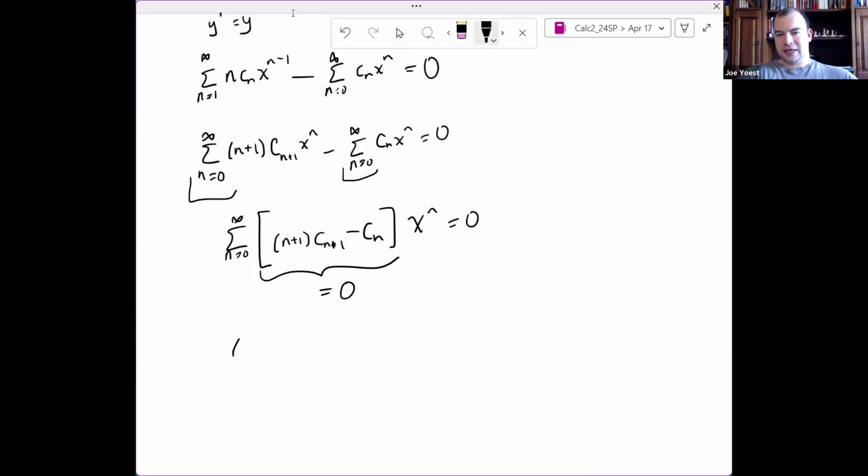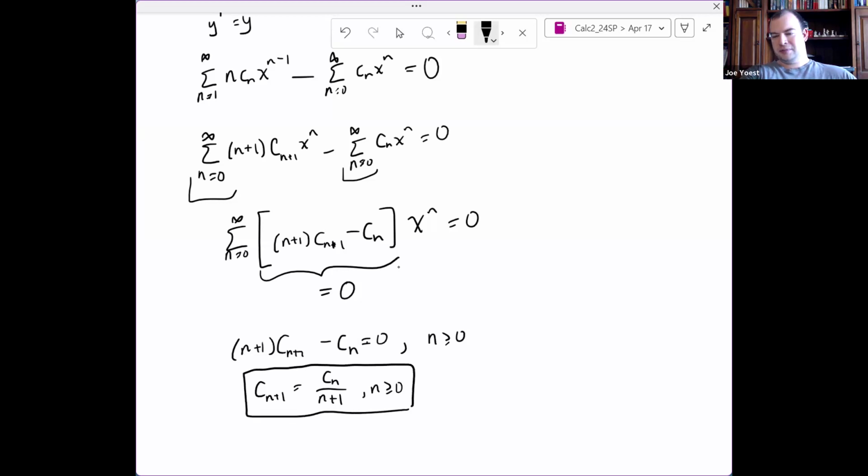So I have to have (n plus 1) c_(n+1) minus c_n equals 0 for n bigger than or equal to 0. Or in other words, I have to have c_(n+1) equals c_n over (n plus 1) for n bigger than or equal to 0. So if I know what c_0 is, I can find c_1. If I know what c_1 is, I can find c_2 and so on. So what's c_0?